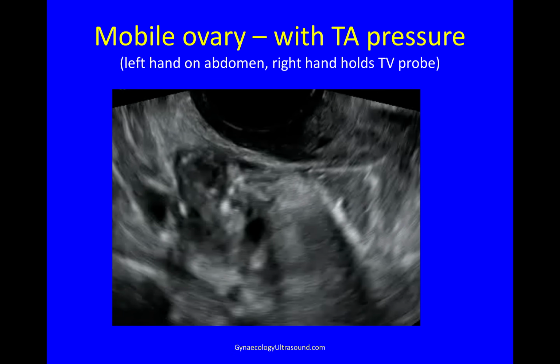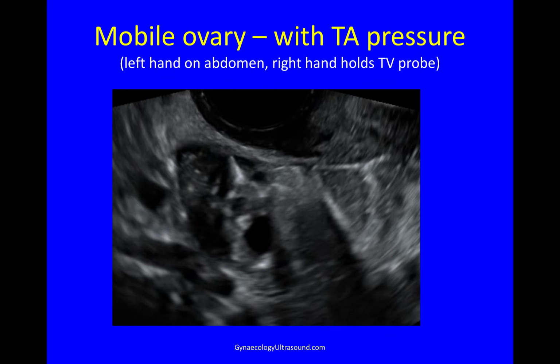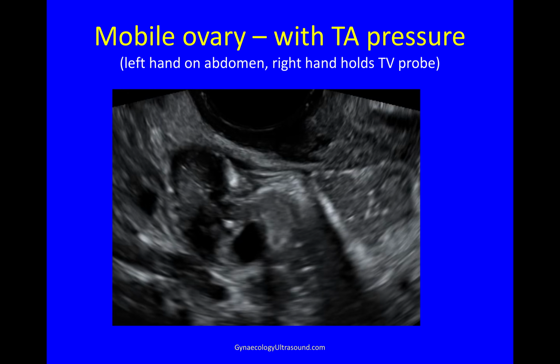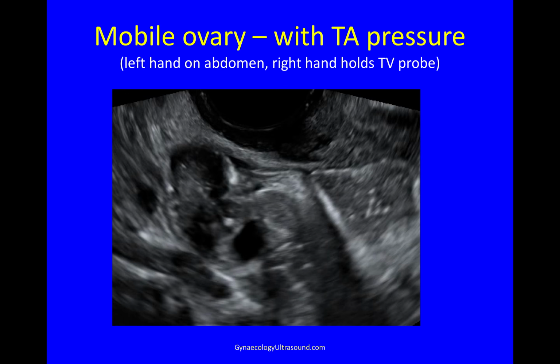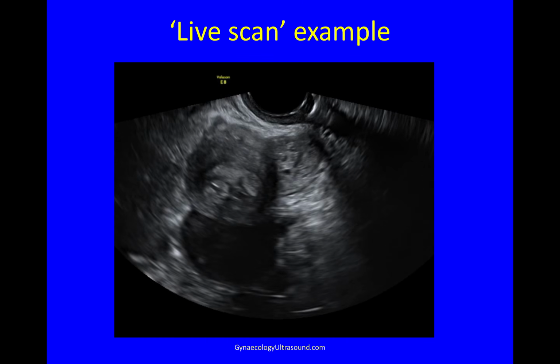And if sometimes I put a hand on the abdomen, so in this case left hand on the abdomen, right hand holding the probe, and you can see this ovary is extremely mobile. They're not normally as mobile as that, but that's nice. So having gone through all the different stages, this is a live scan where we're again breaking it up piecemeal and showing you what it shows for the report at the end.